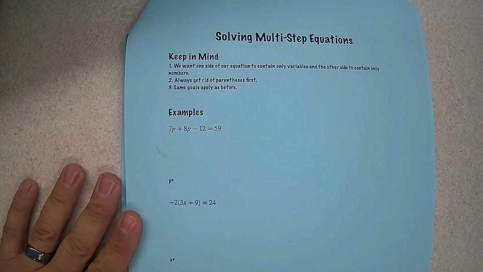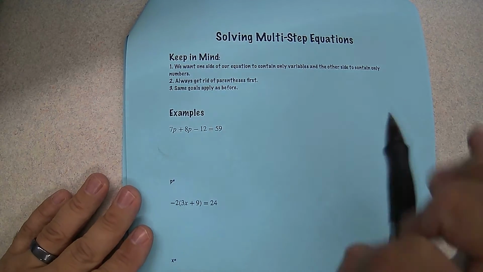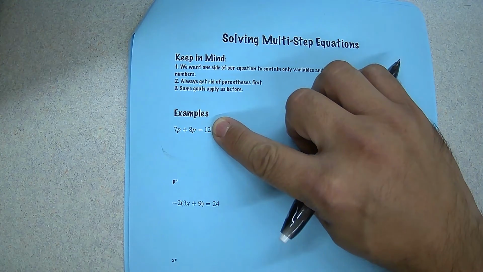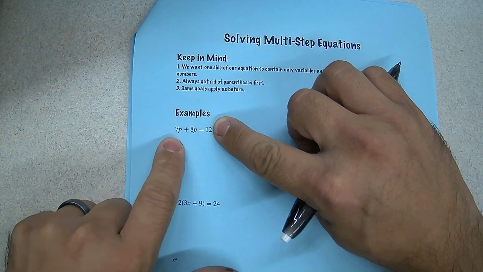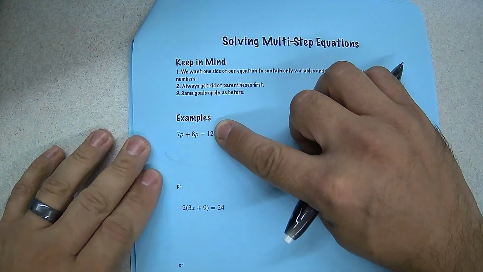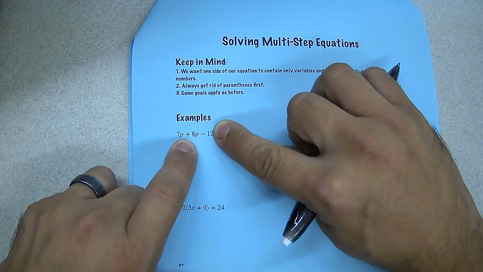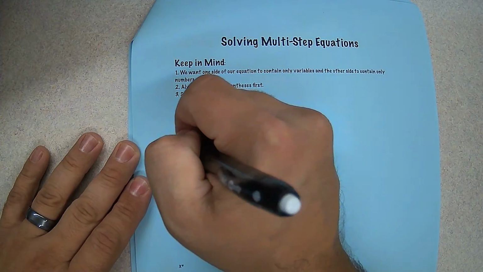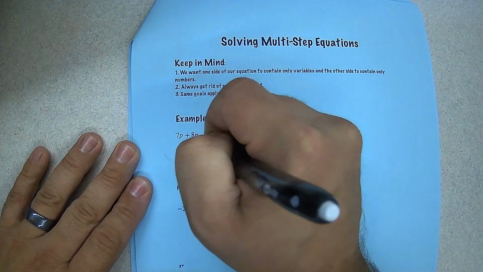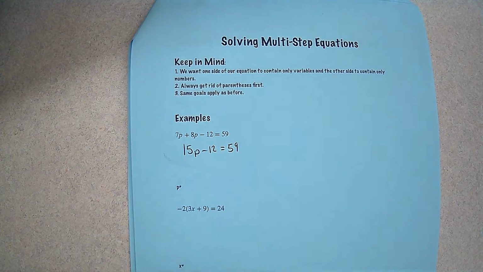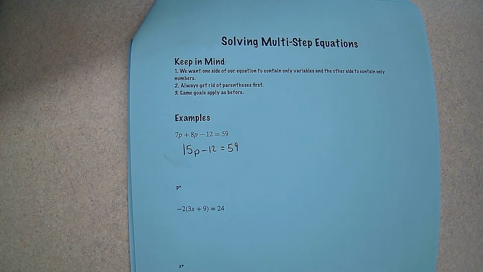Looking at this problem right here, I look at each side and I see, is there anything that I can combine or get together in here? Well, I have a 7p and an 8p. So those we can put together. They're separated by addition, so we're going to put those together with addition. 7p plus 8p is 15p minus 12 equals 59. Now all we have is a two-step equation.